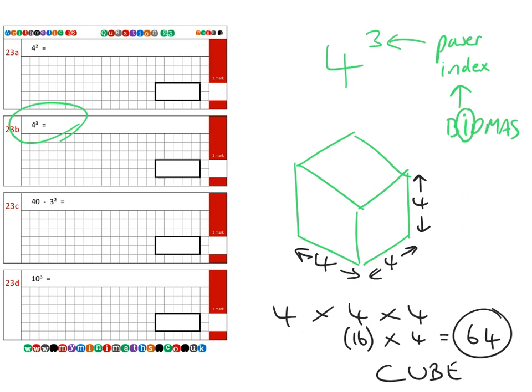And the way we work that out, you'll also have noticed that this is the volume of the cube, because that bottom layer is 4 times 4, which is 16. Let's remove those. And then we have a total of 4 layers of 16, which total 64.